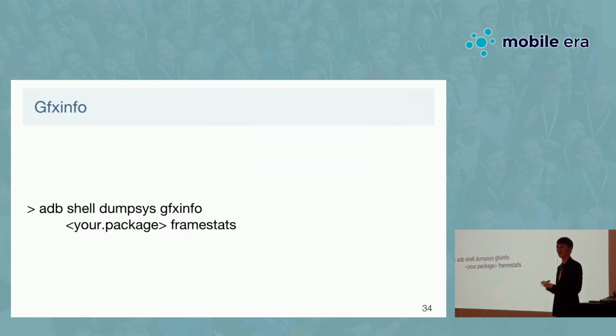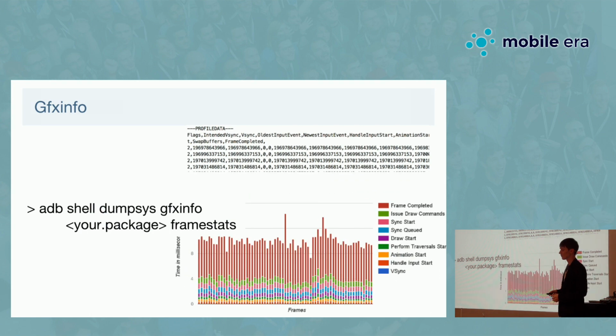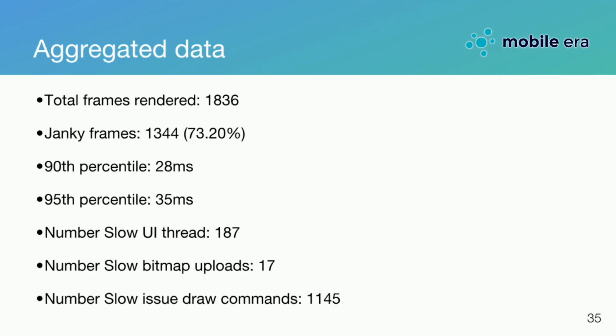Okay, so now we understand whether we are good and have all the frames below 16 milliseconds or not. But it's just a visual thing, and it's not so convenient to look at it each time. And then we go to a tool called gfxinfo. You can run this command in your terminal, and you will see some numbers. Yes, you can, for example, create different graphs from it, but I think that's not the most important thing. The most important thing is that you can get some aggregated data.